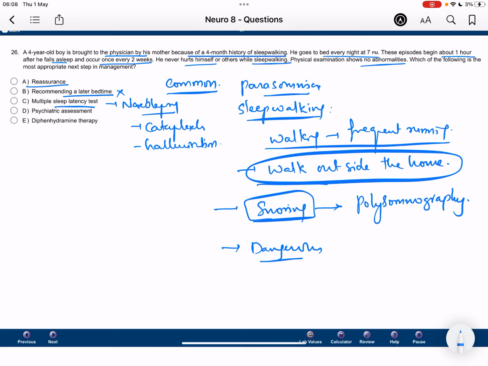And next, psychiatric assessment. No need of psychiatric assessment. He's talking about a 4-year-old child who does not have any other symptoms. No need of psychiatric assessment.